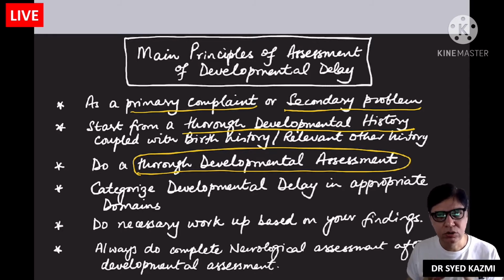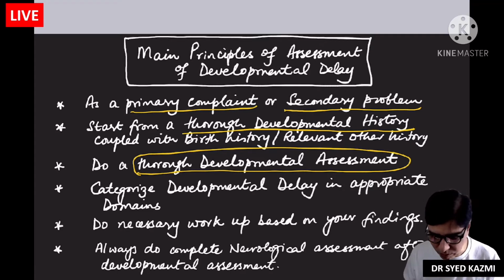Then do a thorough developmental assessment, also do a thorough neurological examination, do his anthropometric assessment, and then it would guide you what further workup you need to do in order to reach your diagnosis. So I hope these points are clear.